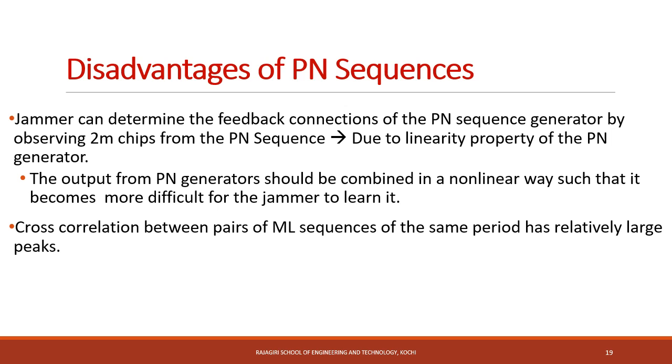But if the bits are combined in a non-linear manner, then it will become more difficult for the jammer to understand it. And also, when you observe the cross-correlation properties between any two sequences, it will be having relatively large values. These are actually the drawbacks of our conventional PN sequence.